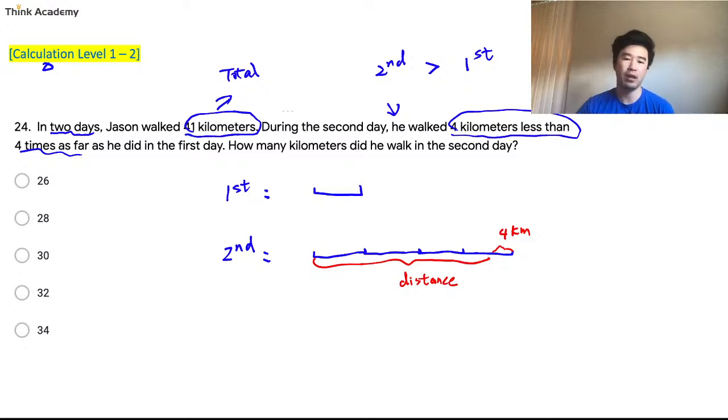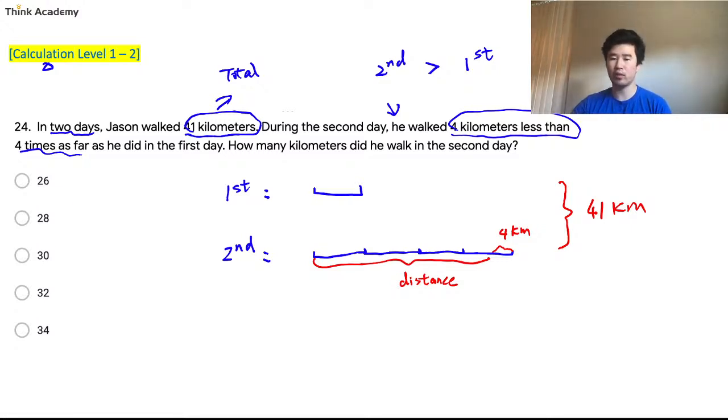What else do we know? We see we are going to have a total of 41 kilometers. That's how long we travel in 2 days. So here, let's use a big hug to include everything. All right, this gives us 41 kilometers. That means first day plus second day, I travel a total of 41 kilometers. Now, how can we write down our equation to get the answer?